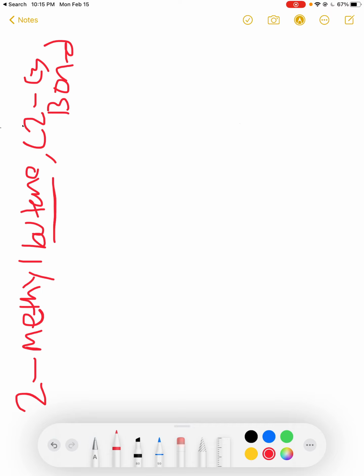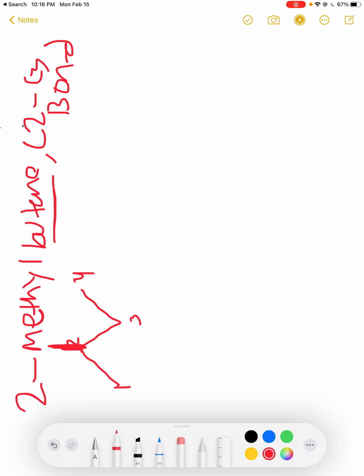So butane is 4. So 1, 2, 3, 4. Now it says 2-methyl. So 1, 2, 3, 4. And then it says 2-methyl, so it's going to be here, right there. So now, after we draw our structure, we know what we're looking for.